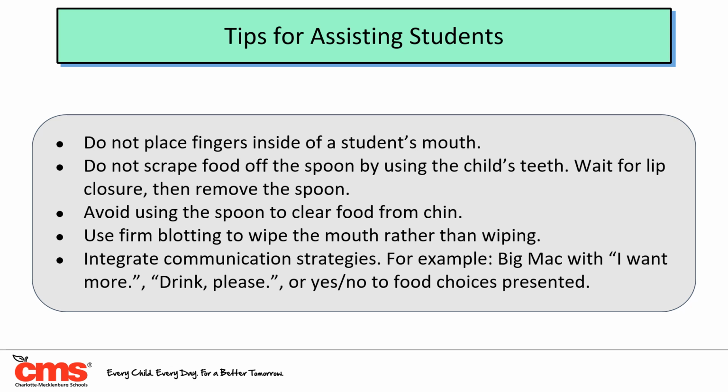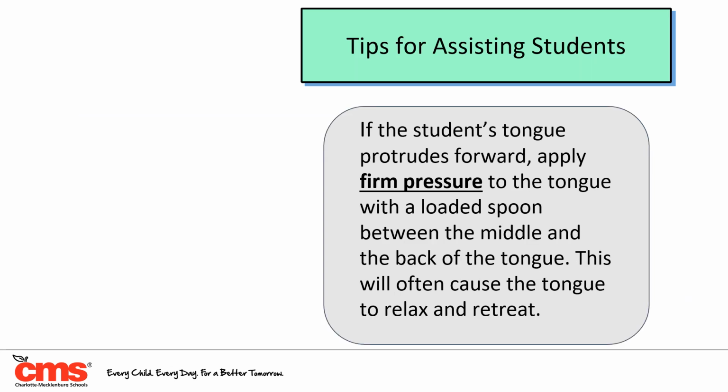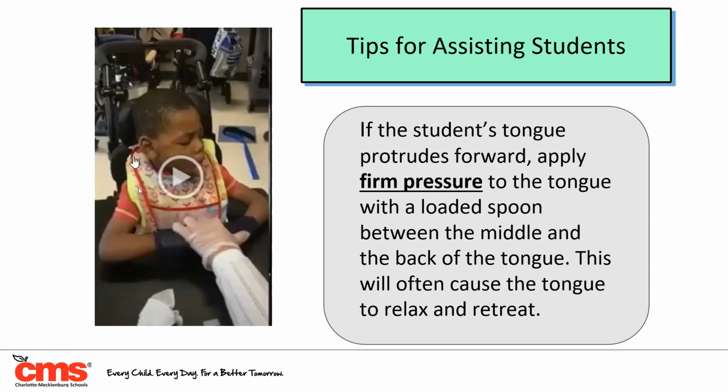Integrate communication strategies. For example, using the Big Mac for them to say, "I want more," or "drink please," or "yes, no" to make their food choices. If the student's tongue protrudes forward, apply firm pressure to the tongue with a loaded spoon between the middle and the back of the tongue. This will often cause the tongue to relax and retreat.